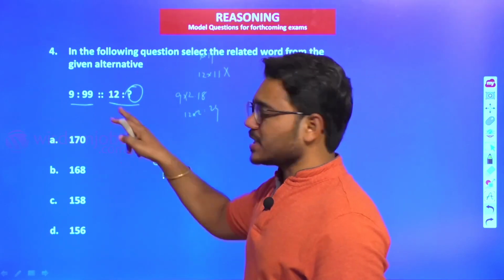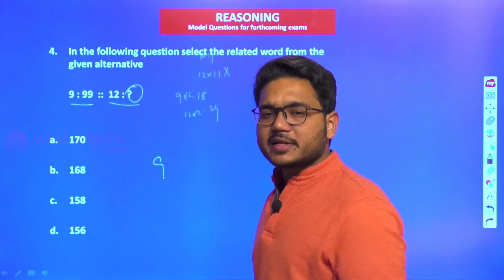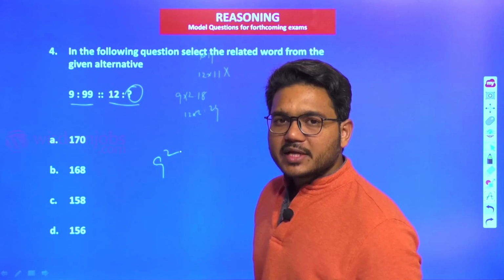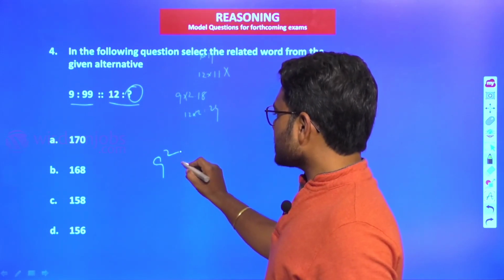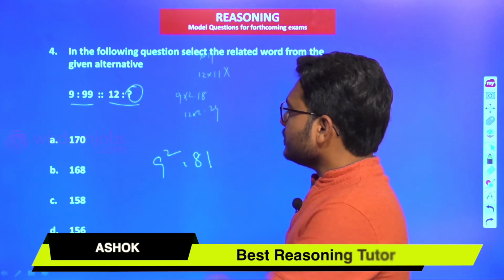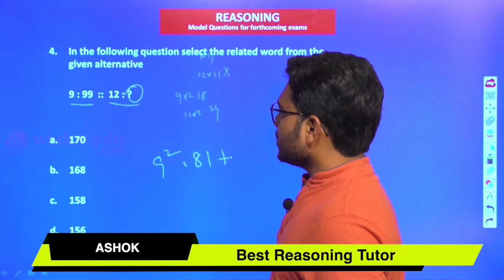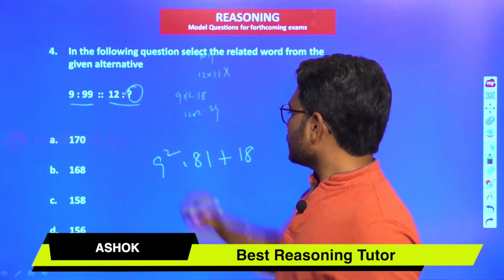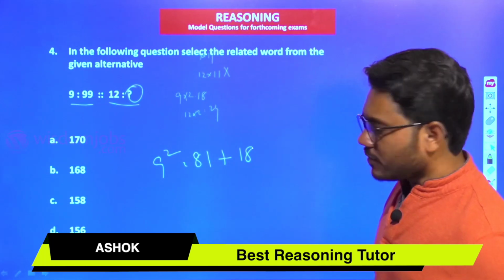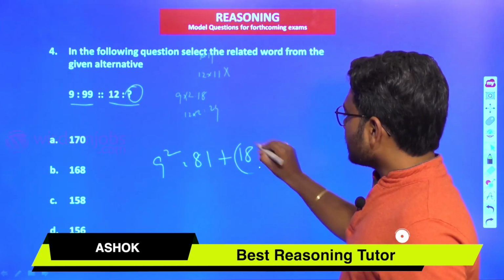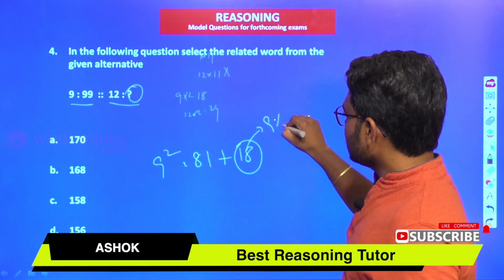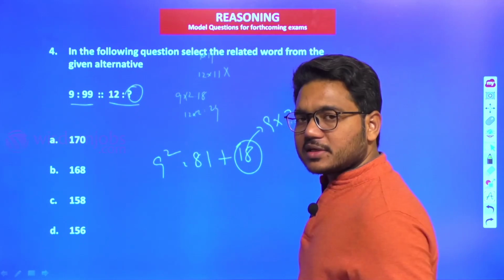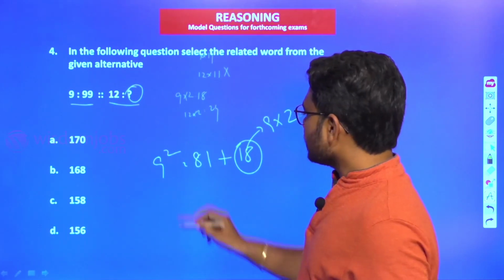So let me put this 99 in terms of exponents of 9. The nearest to this 99 is 9 square. So 9 square is 81. So 81 plus what number gives you 99? It is obvious: 81 plus 18. So how can you write this further? 18 as 9 into 2. You could check, there will be a certain relation found here.